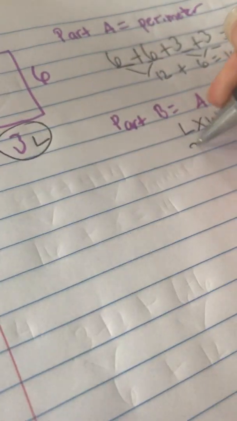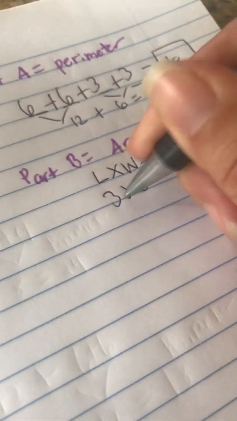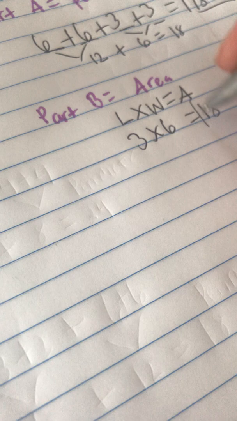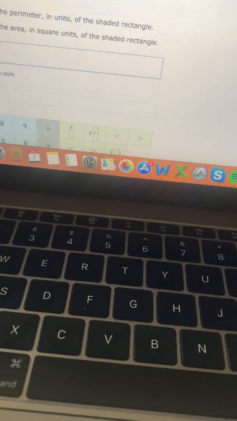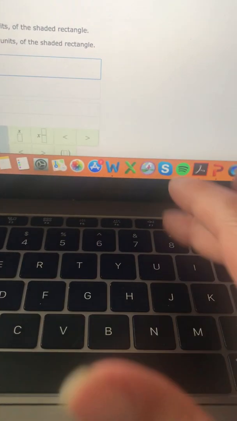Okay. Now for part B, we know the formula for area. It's length times width gives us area. If I look here, I go back to my problem. I'll say this is my length. That's 3. And this is my width. That's 6. 3 times 6 is equal to 18 square units. So then I go back to my problem here and I type in my answer. The perimeter is 18.